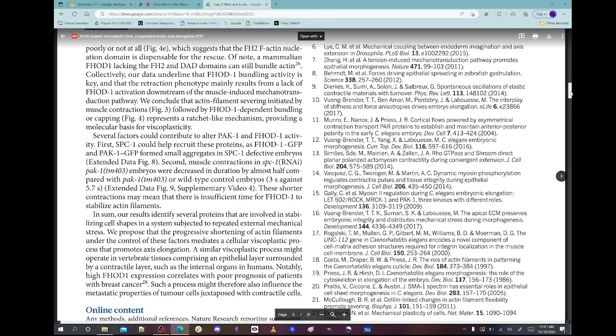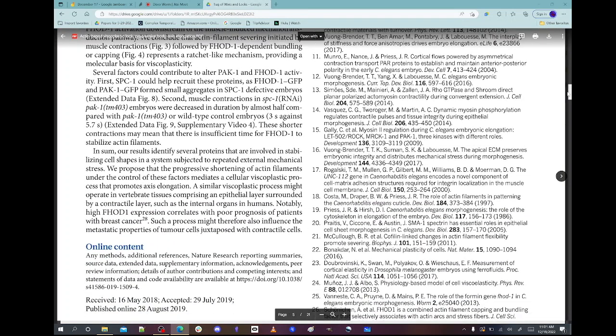And so we don't know all the factors, but we know from these experiments that there are some mutants that don't exhibit this ratcheting process. Some of our results identify several proteins that are involved in stabilizing cell shapes in tissues subjected to repeated external mechanical stress. We propose that the progressive shortening of actin filaments under the control of these factors mediates a cellular viscoplastic process or promotes axis elongation. A similar viscoplastic process might operate in vertebrate tissues comprising an epithelial layer surrounded by a contractile layer.